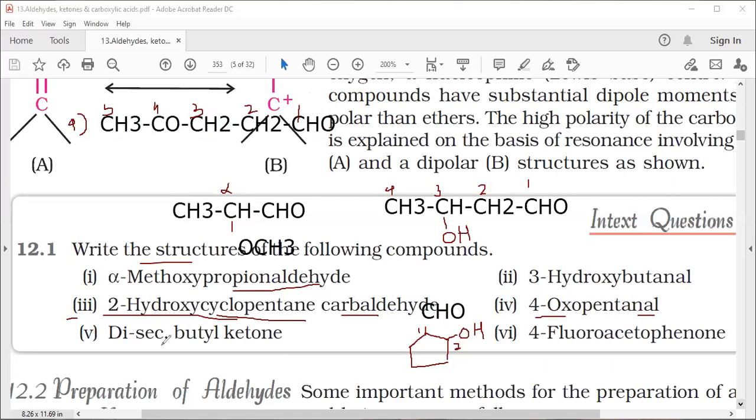Fourth finished. Most important is fifth one, disecbutyl ketone. So right now all try disecbutyl ketone. So first of all, you have to draw disecbutyl. Secbutyl how many times? Secondary butyl 2 times. Which functional group is called secbutyl?